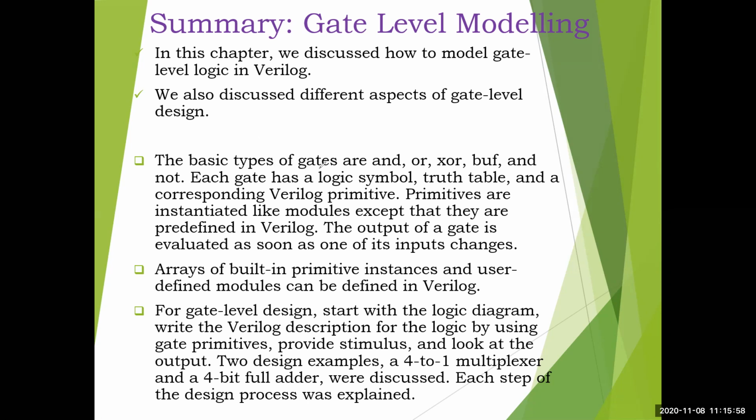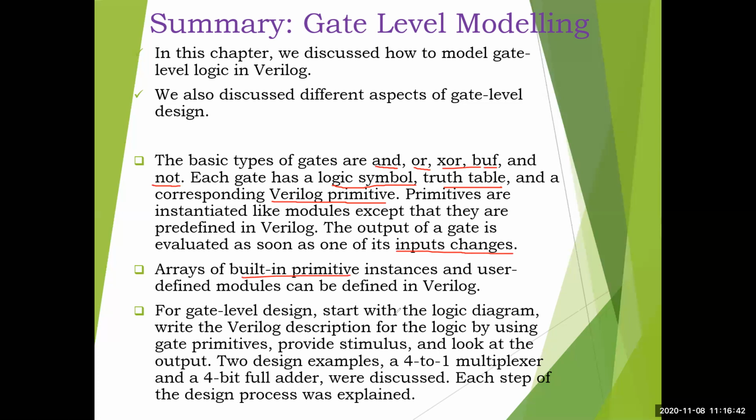The basic types of gates we have seen here are AND, OR, XOR, buff and NOT. Again, in that there are NAND, NOR, XNOR also. Each gate has a logic symbol, which we have seen here, a truth table, and a corresponding Verilog primitive. The primitive name is almost the name of the gate itself, so you should not be confused. Primitives are instantiated like modules, except that they are predefined in Verilog. The output of a gate is evaluated as soon as one of its inputs changes. Then we have seen arrays of built-in primitive instances, and that user-defined modules can be defined in Verilog. So this part we have observed.